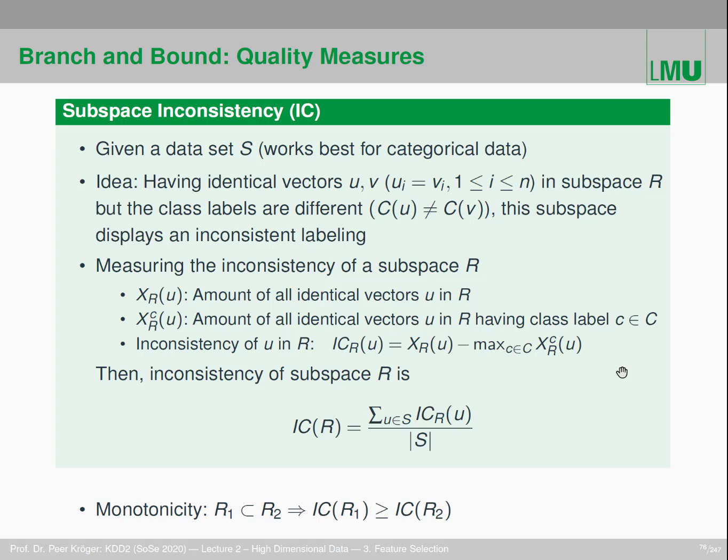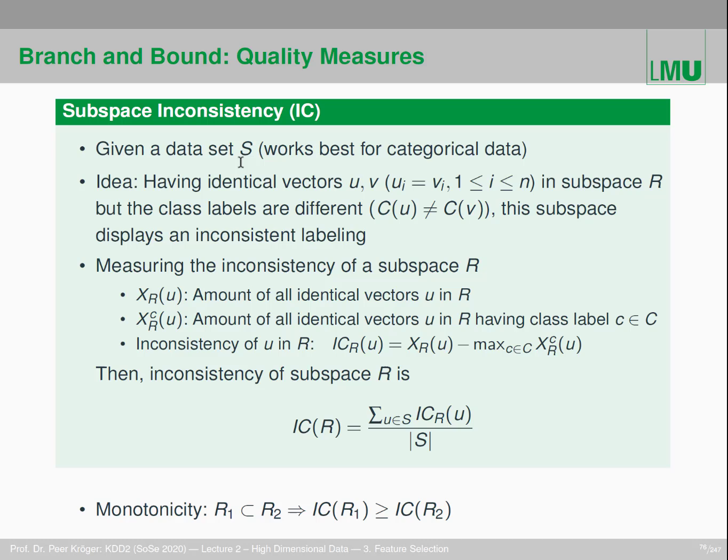So the question is, how do those quality measures look for the branch and bound algorithms? There are different ones. I want to show you one here, which is the subspace inconsistency measure, which is a very, very simple one, as you will see on this slide. It works best for categorical data.